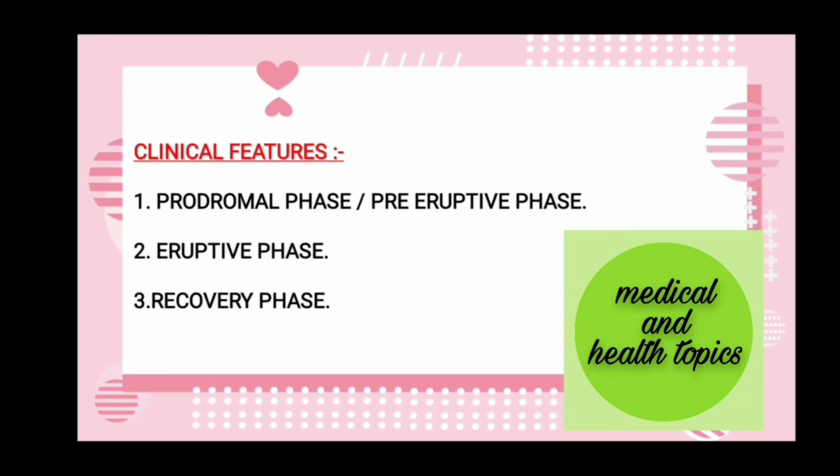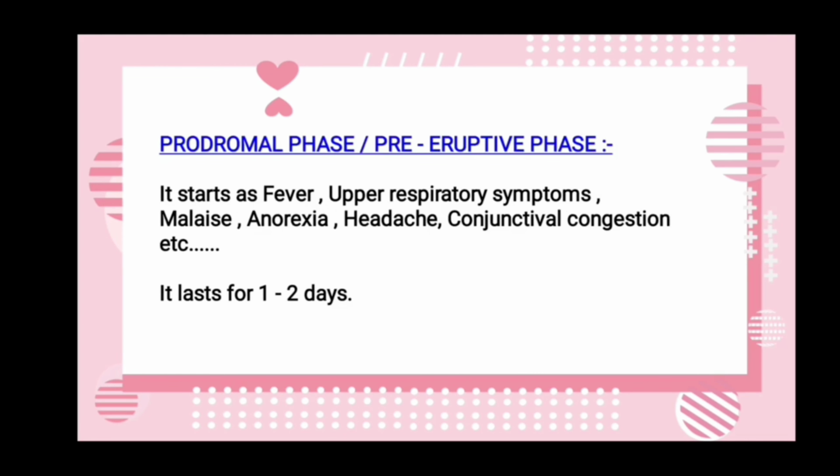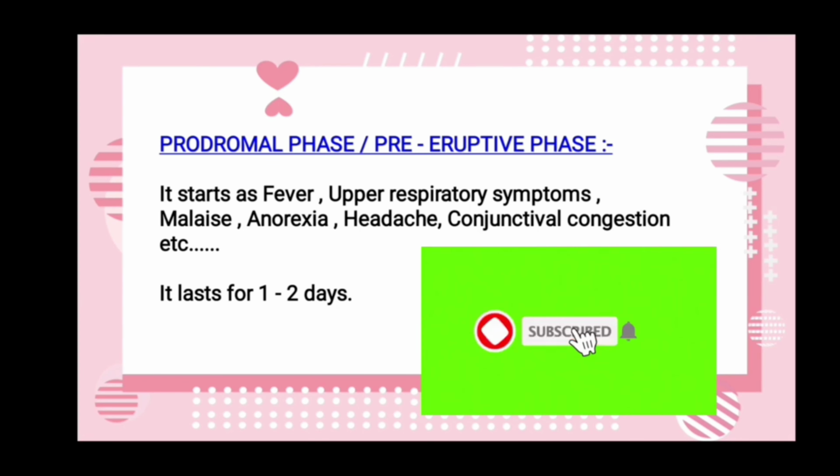Coming to the clinical features of chickenpox. It is divided into 3 stages. First stage is prodromal phase or pre-eruptive phase. Second is eruptive phase, and third is recovery phase. Prodromal phase starts as fever, upper respiratory symptoms, for example running nose, malaise, anorexia, headache, conjunctival congestion, etc. can be seen in prodromal phase, and it lasts for 1 to 2 days.